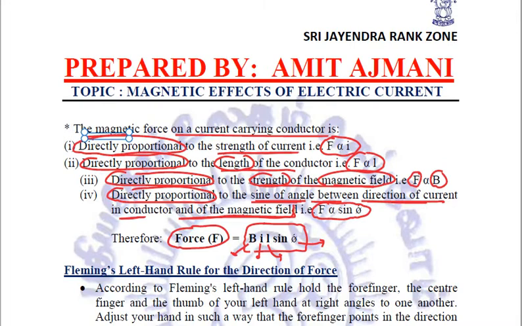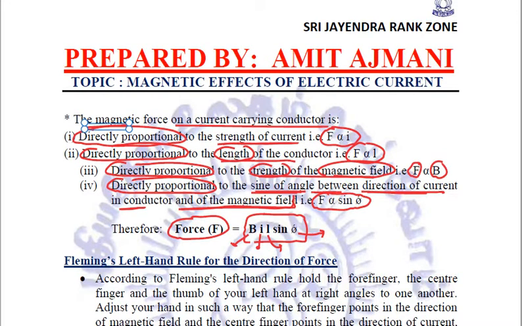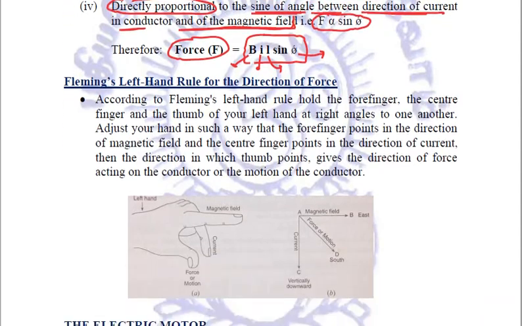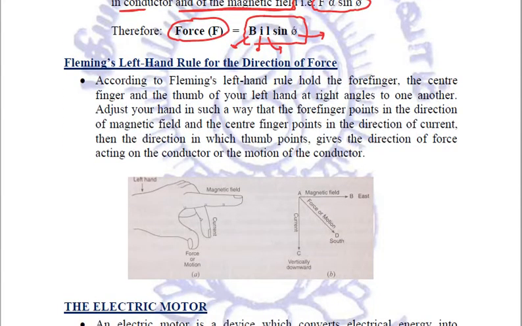Fine. Now we have seen that a force is acting on a current carrying conductor. Now this force is going to produce motion in the conductor. What will be the direction of this motion? What will be the direction of this force? This is calculated by using Fleming's left hand rule for the direction of force.